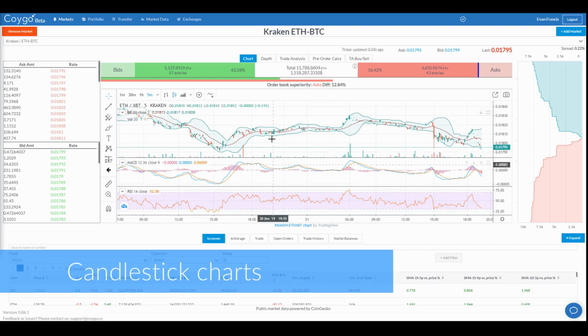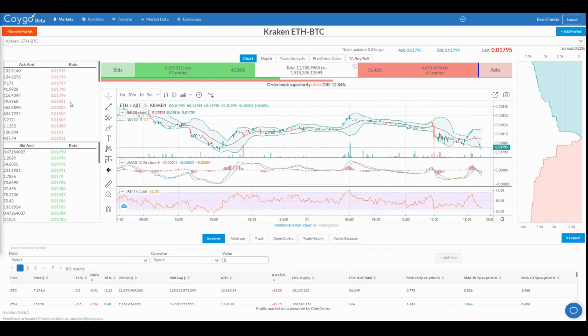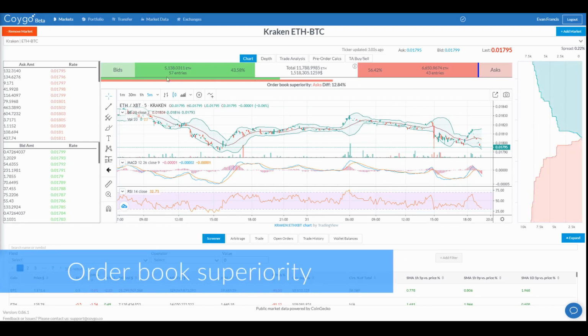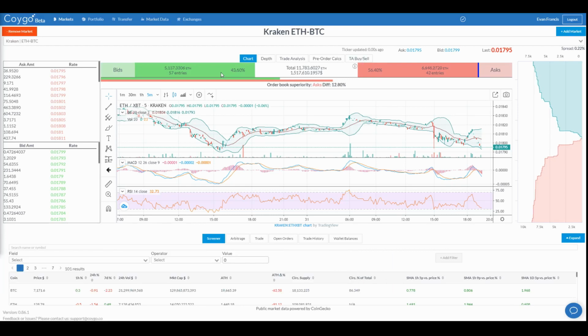So we see the candlestick charts in the middle provided by TradingView with Bollinger Bands, MACD, and RSI indicators. On the left, we have the order book, so all open asks and bids. And on the right, we have a depth chart for a quick glance at the order book. And then above the candlestick, we can see order book superiority. So what this does is compare all open orders within 5% of the last price.